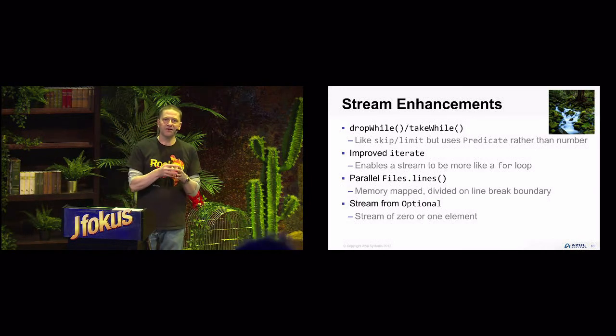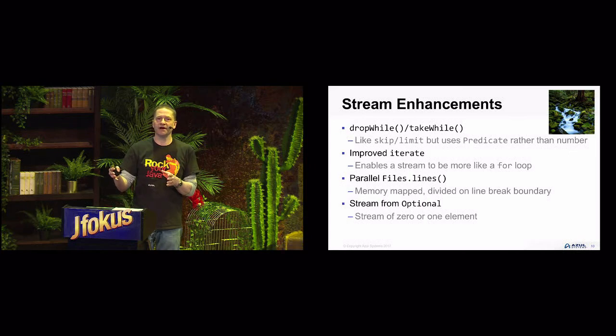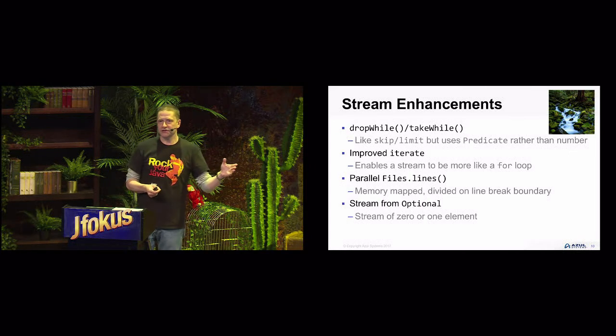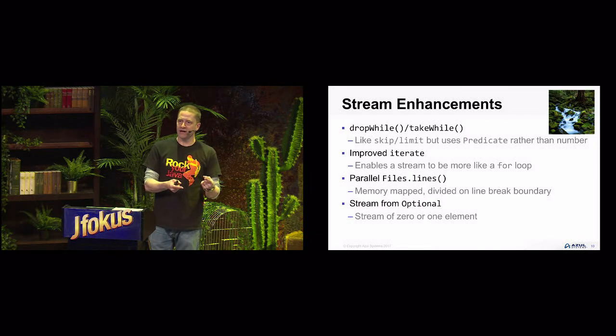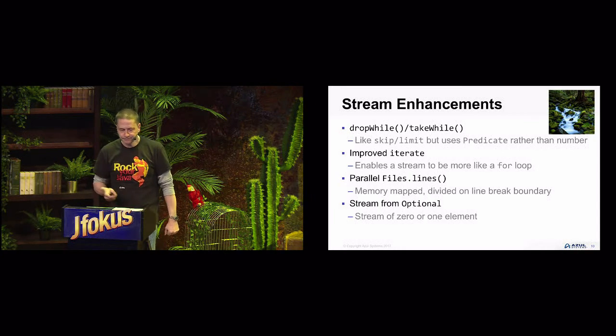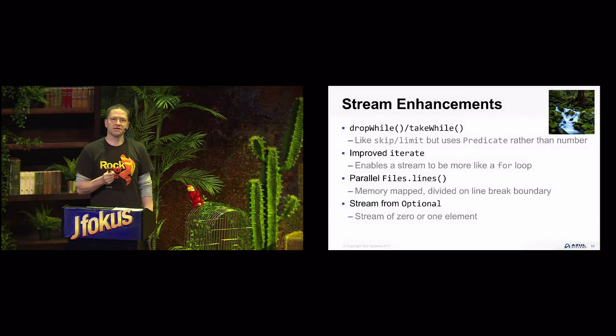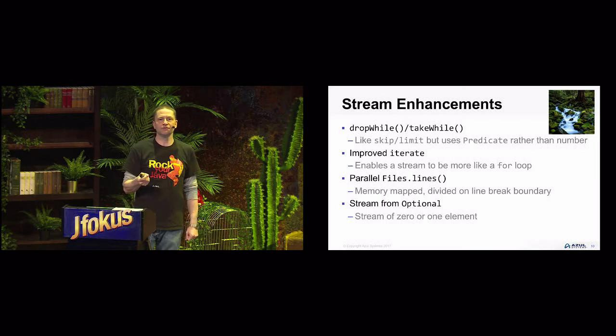The idea here is that these are like skip and limit that we already have. Skip allows us to say, OK, we want to skip the first n elements of the input stream and then pass the rest to the output stream. Limit is the opposite of that, where we specify we only want the first n elements of the input stream and then ignore the rest of it. That requires us to know exactly how many elements we want to either skip or limit our stream to.